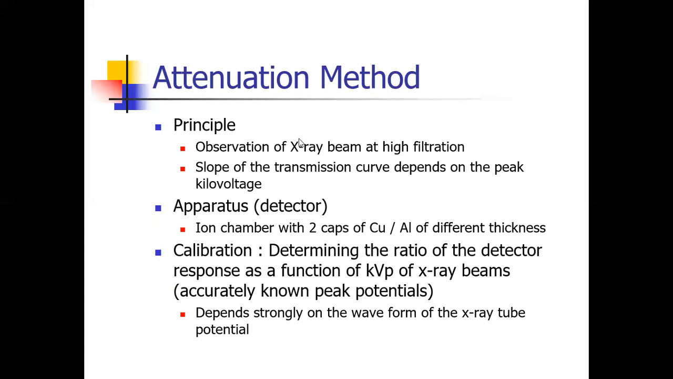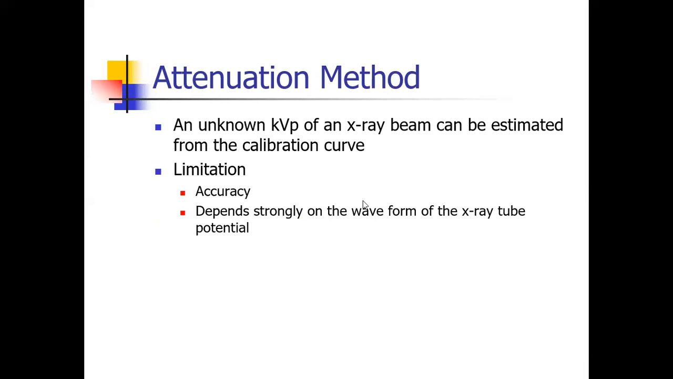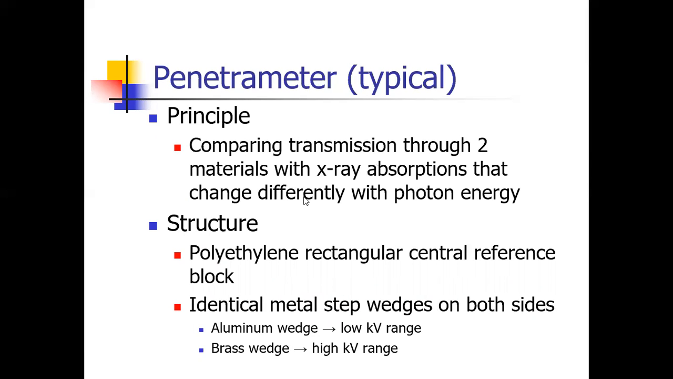In other words, if you know how a certain thing behaves with something whose behavior you know, then if you don't know this, you can match it up against a calibration curve that you know, and you can determine what your kVp is. The limitation is going to be your level of accuracy, and it depends strongly on the waveform of the X-ray tube potential.